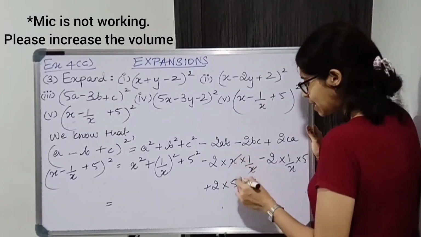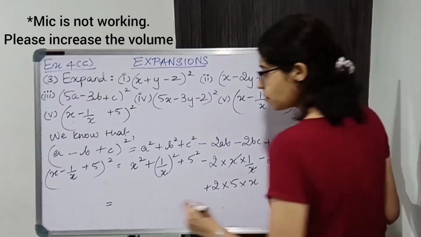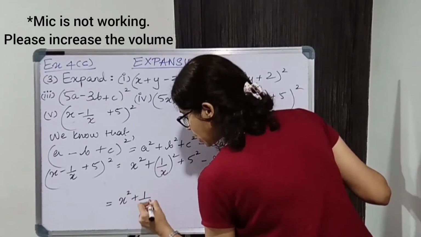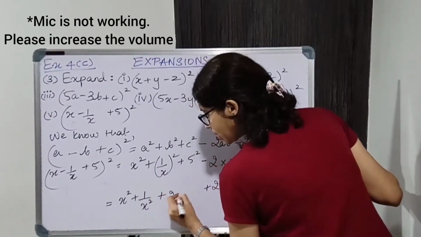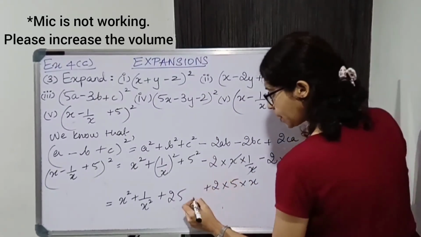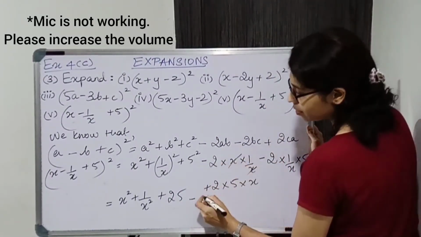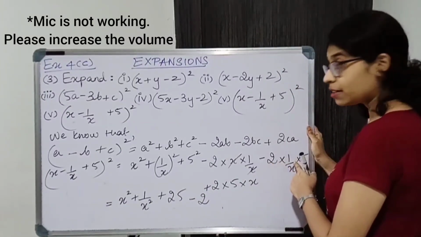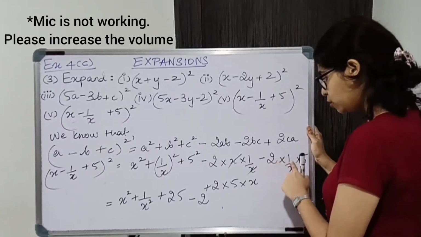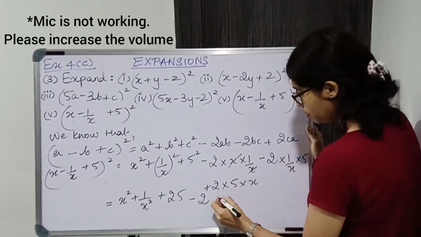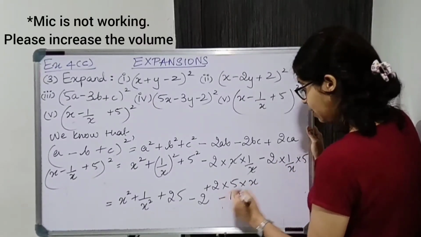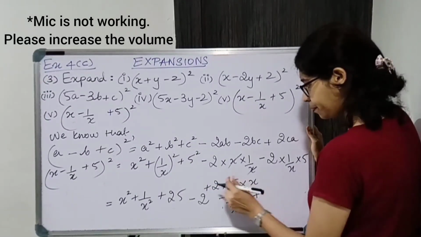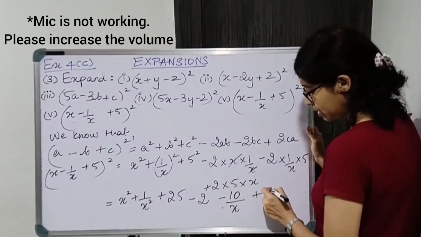Students, over here x gets cancelled. And x square plus 1 square is 1 over x square, plus 5 square gives 25, minus 2 into 1, nothing is left, so 2, minus, multiply the numerators, the numbers, okay, 2 into 1 into 5, so that is nothing but 10, so minus 10, and in the denominator there is x, okay, over here 2 5s are 10, 10 into x, so that is 10x.